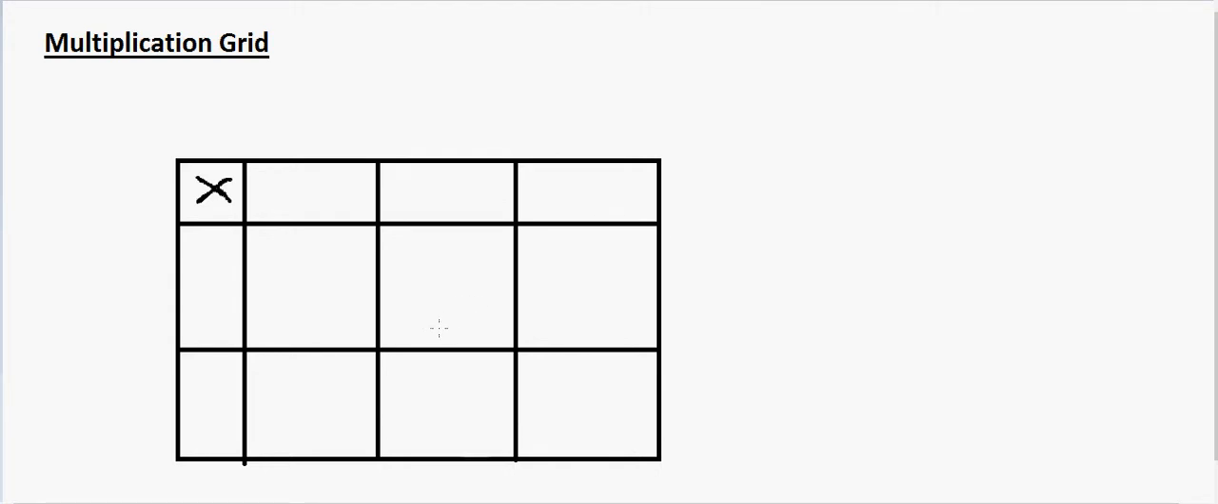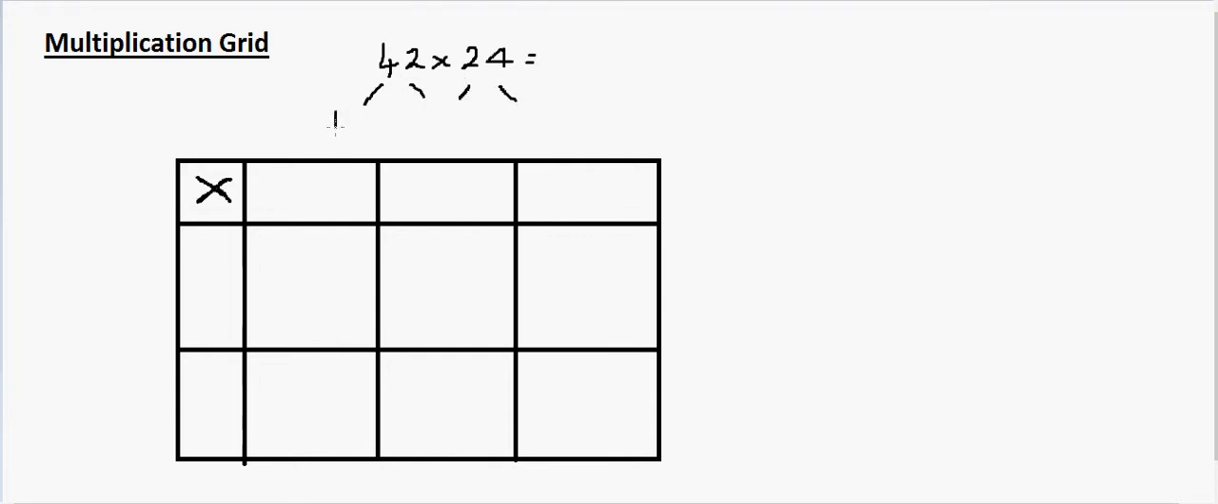Okay, so the multiplication grid. We use this, or a lot of young people use this for multiplying numbers out. So for example, let's say we have 42 multiplied by 24. Okay, now what we do is we split these numbers.